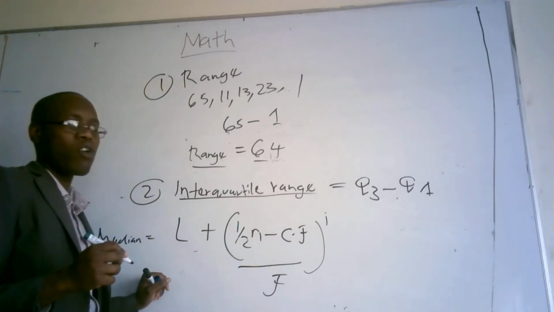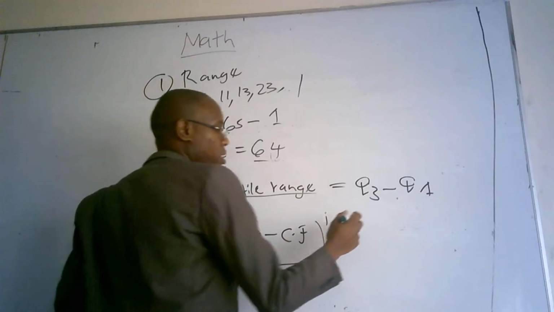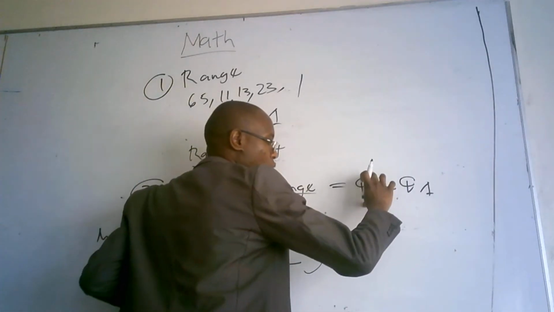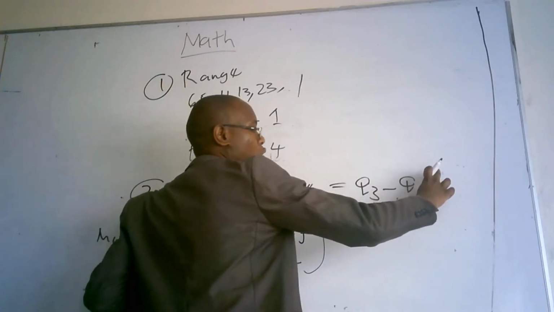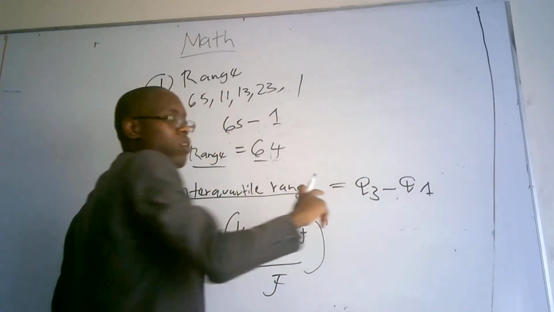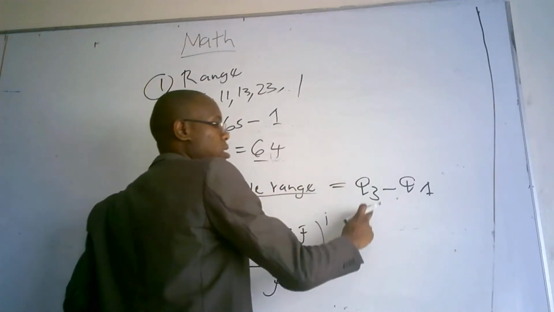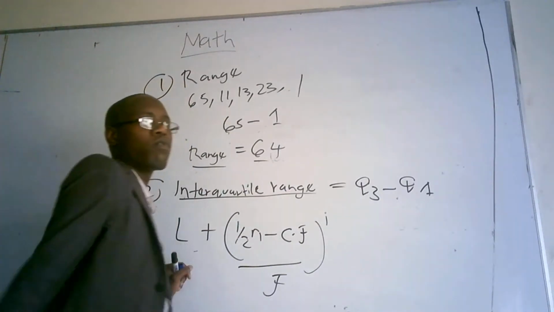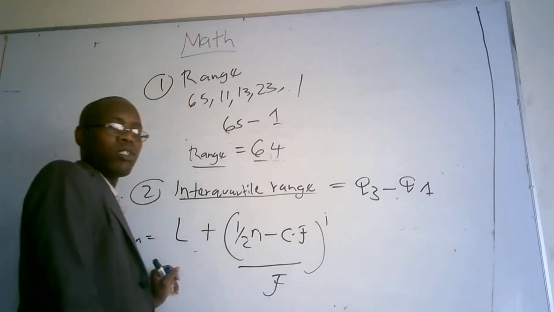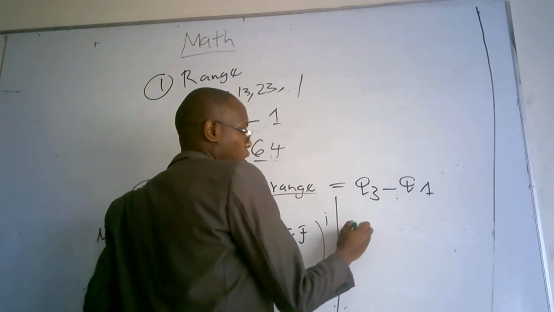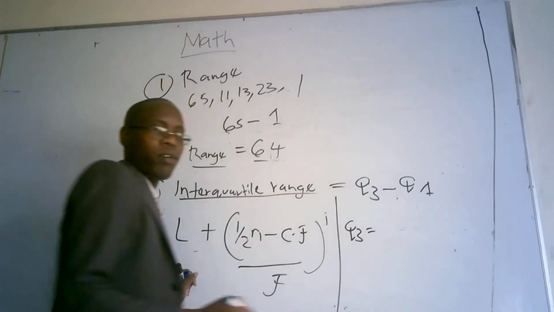Later on we will discover that quartile 3 is going to be given by the following formula. So you must get the quartile 3 formula first, and then the quartile 1 formula. When you compute and substitute, the answer you get in quartile 3, you are going to subtract quartile 1 from it. So this is what I mean. Quartile 3 will be given by the following formula.